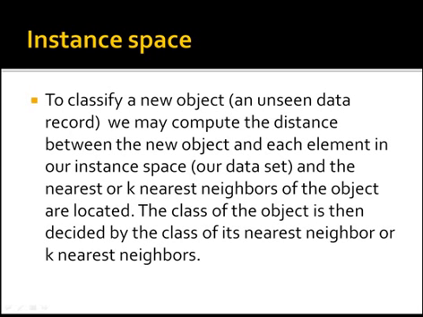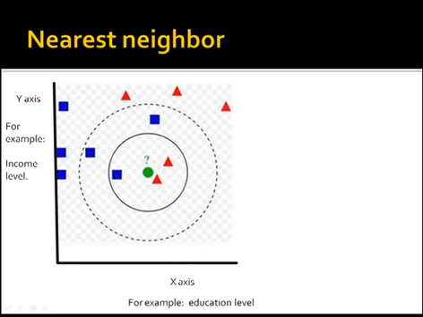We may compute the distance between the new object and each element in our instance space, which is our data set, and the nearest or k nearest neighbors of the object are located. The class of the object is then decided by the class of the k nearest neighbors, or the nearest neighbor. Right? So that's what we said here. So we said, what color should we classify the green as, red or blue? And we can classify it as red if we choose just the closest one, the nearest neighbor, or depending on the size of the neighborhood, we'll get different answers.